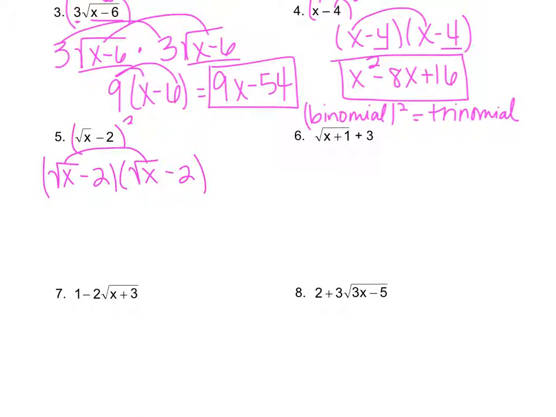Square root of x times square root of x is just x. Square root of x times negative 2 is negative 2 square root of x. Negative 2 times square root of x is negative 2 square root of x. And negative 2 times a negative 2 is a positive 4.